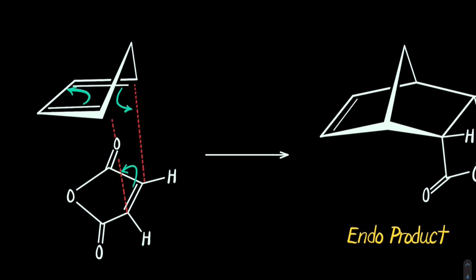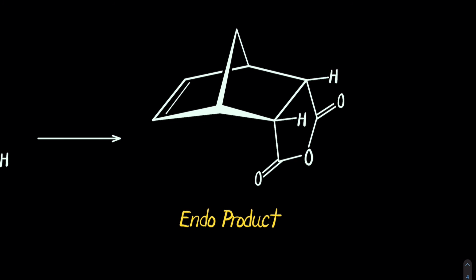So use those dashed lines to help you. Use them to guide you. And here, the endo product forms. New bond here. That's that new pi bond that forms. This bond is new. And this bond is new.